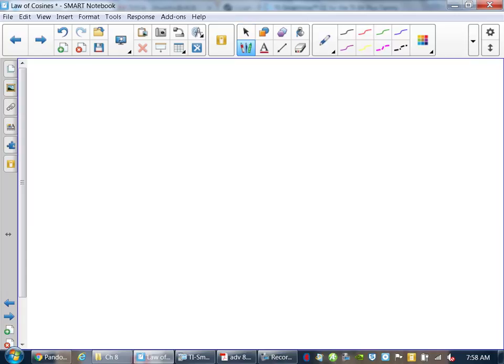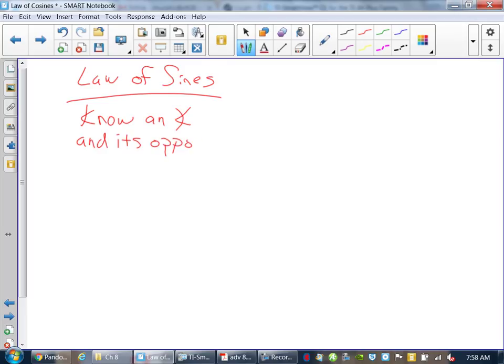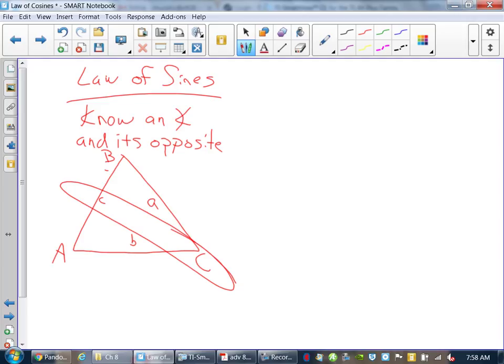Talk about law of sines. You had to know an angle and its opposite. You had to know an angle and its opposite in order to make it work. Now, law of cosines is for when you don't have that. So if you don't have an angle and the side opposite, you'll use law of cosines.